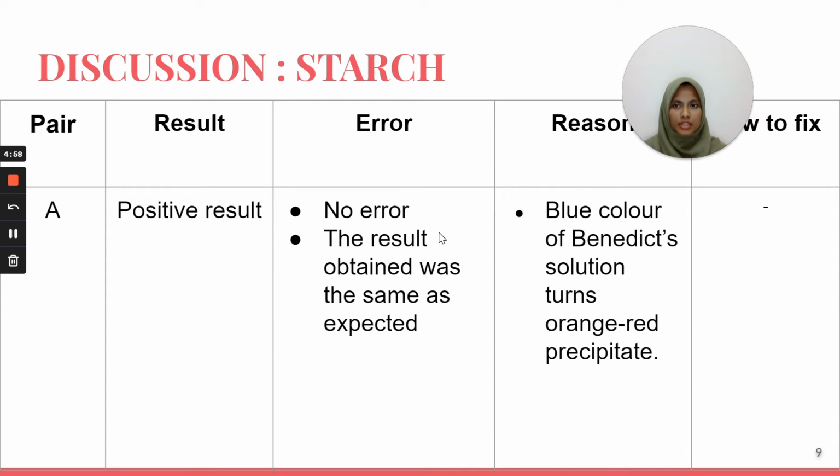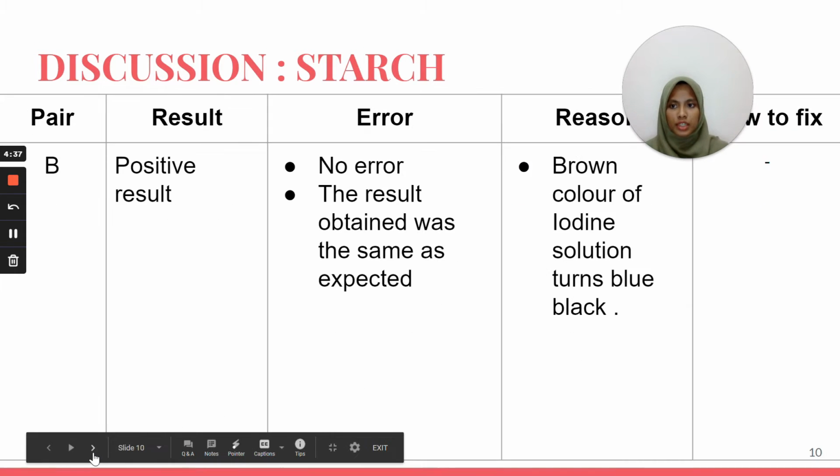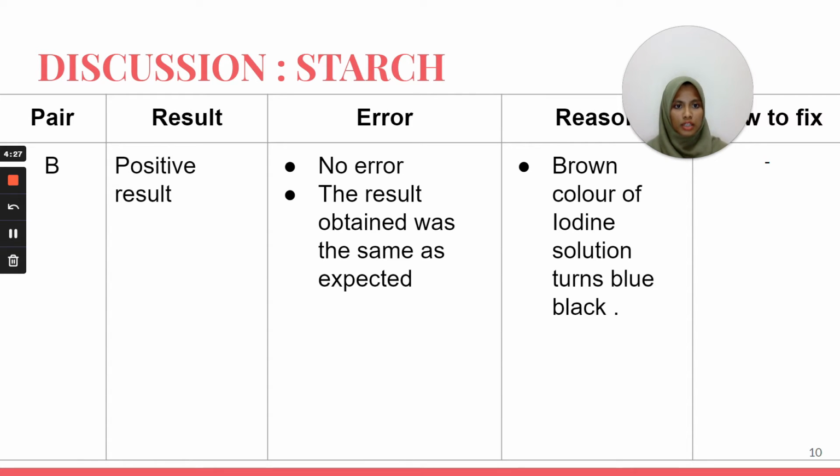Okay, hi again. So now I'm going to discuss the digestion of starch. For the first pair, test tubes A, we get a positive result because the blue color of Benedict solution turns orange red precipitate, which indicates there is glucose in the test tubes. For the second pair, we also get the same result, which is positive because test tube B contains starch. So the brown color of the iodine solution turns blue-black, which means there's starch in the test tubes.